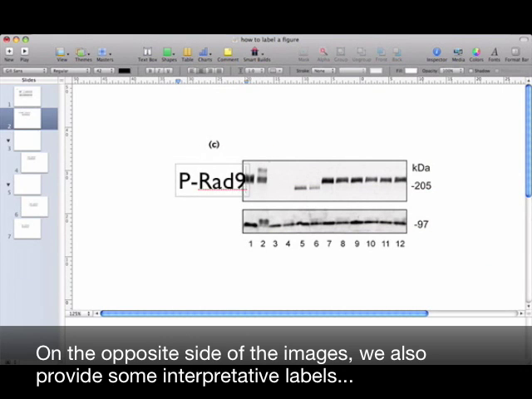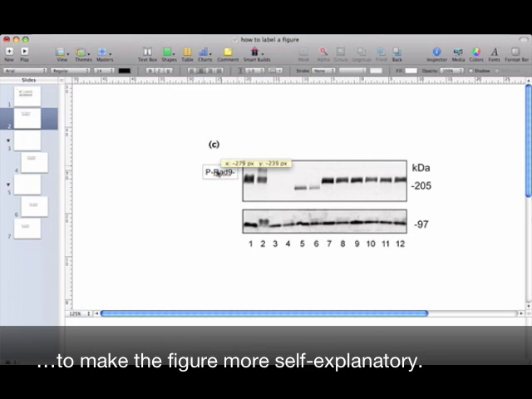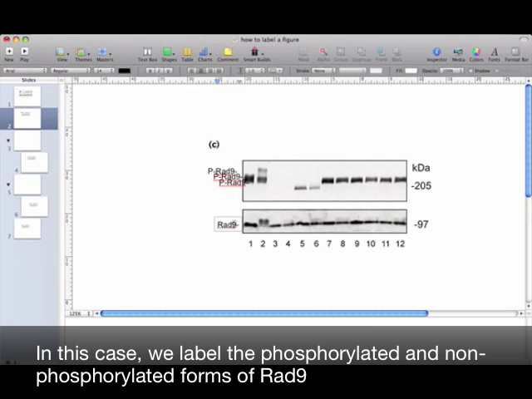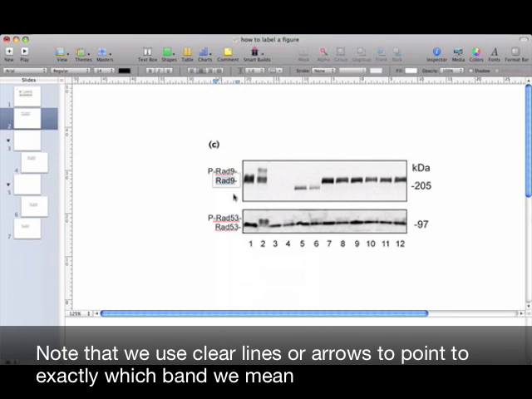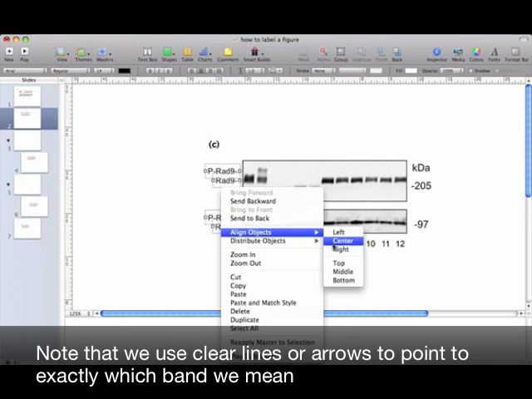On the opposite side of the images, we also provide some interpretive labels to make the figure more self-explanatory. In this case, we label the phosphorylated and non-phosphorylated forms of Rad9. Note that we use clear lines or arrows to point to exactly which band we mean.